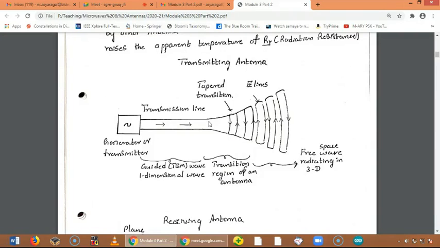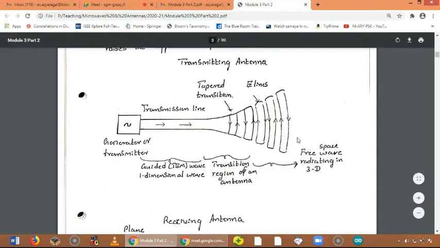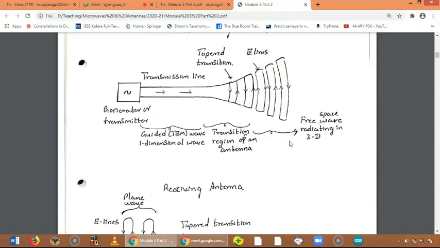We have a tapered section here. Up to this point we have a transmission line with parallel conductors; after this it is tapered. This tapered transition is nothing but the antenna. It is the transition region of an antenna, and after that we have the free space wave. Radiation is generated into free space, electric field lines which form a three-dimensional wave. This is how the transmitting antenna works.